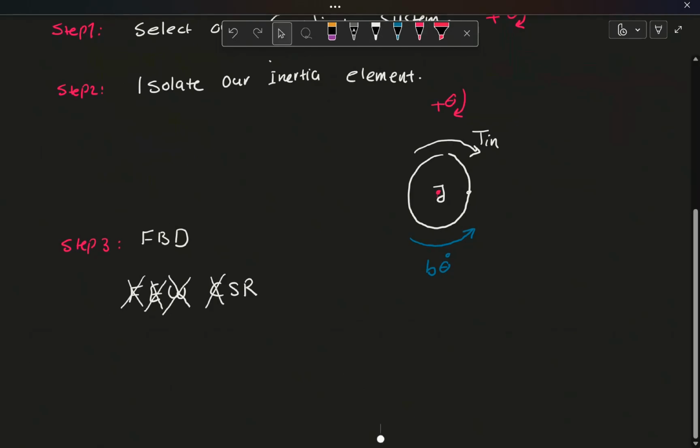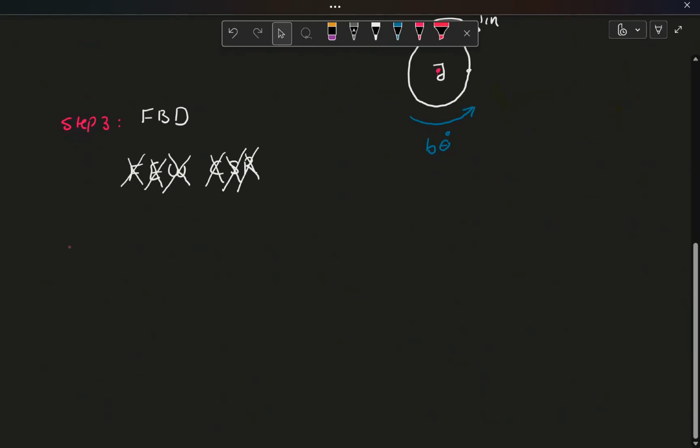The next one is the spring. I did not have any stiffness element in the system, and there was no rope in the system. So my free body diagram for this system is complete. I can safely navigate to the next step, step 4, which is basically the equation of motion.